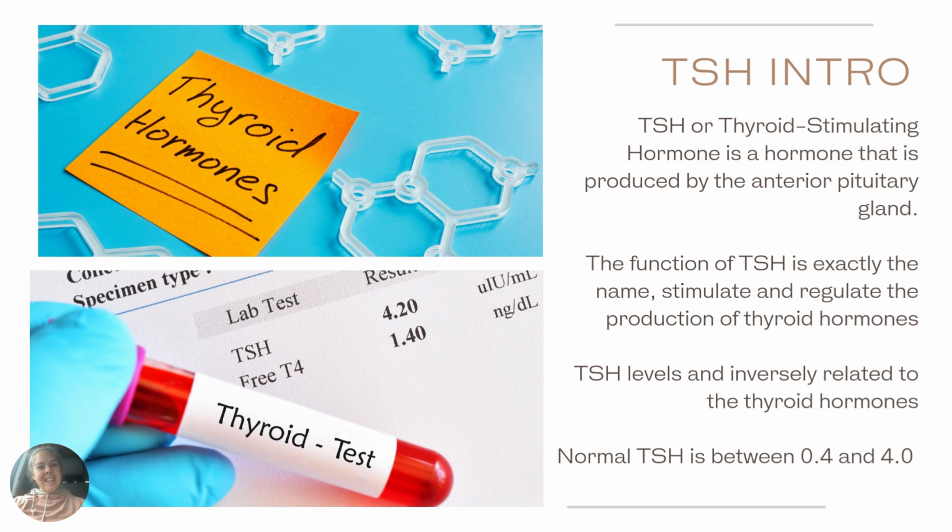Okay, so what is TSH? TSH is also known as the thyroid stimulating hormone. It's a hormone that is produced in our anterior pituitary gland. The function of TSH is exactly like it sounds. It stimulates and regulates the production of other thyroid hormones. TSH levels are inversely related to those thyroid hormones. And then when testing your TSH, normal levels are usually between 0.4 and 4.